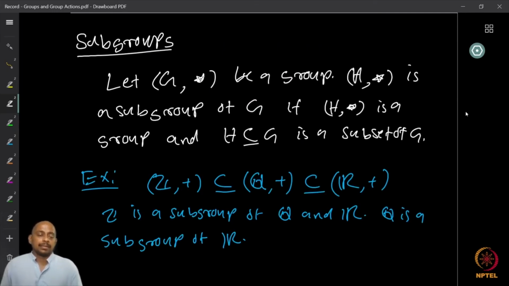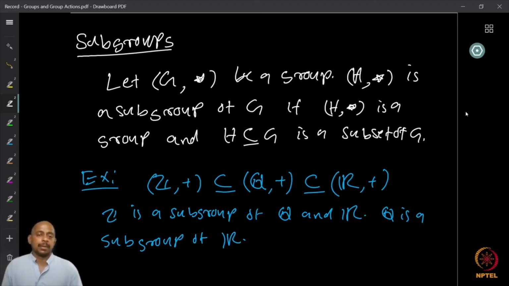Now, a subgroup of a group. So, given a group G and a subset, let's say H of G, we say that H with respect to the same operation star is a subgroup of G if H with respect to star is a group by itself. So H is a subset of G and H comma star is a group by itself. So then we say H is a subgroup of G.